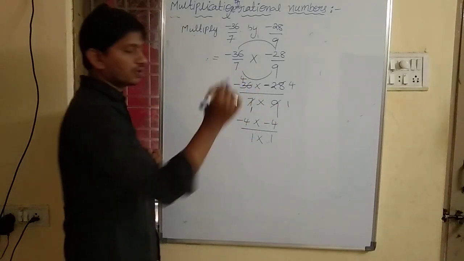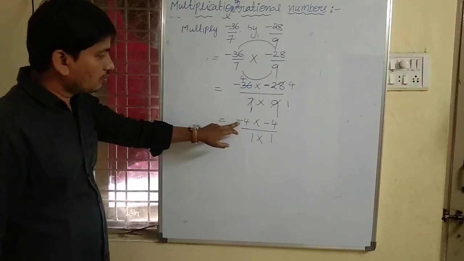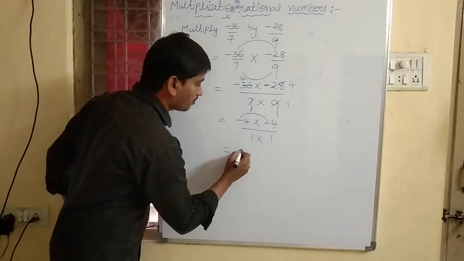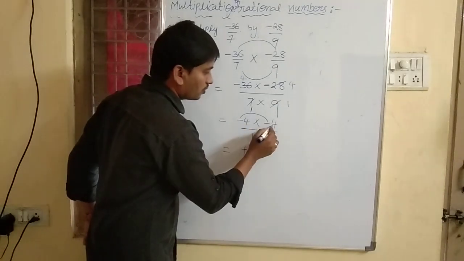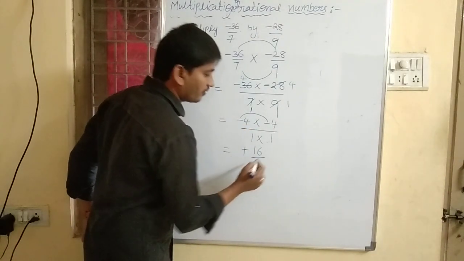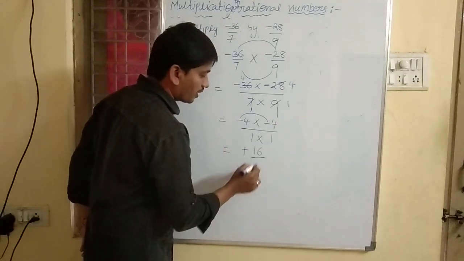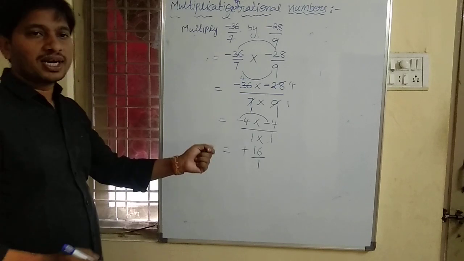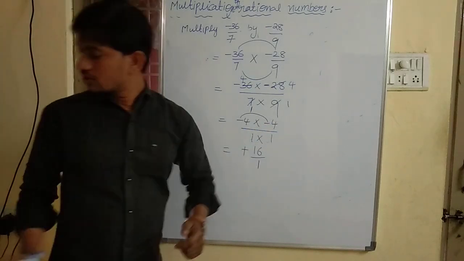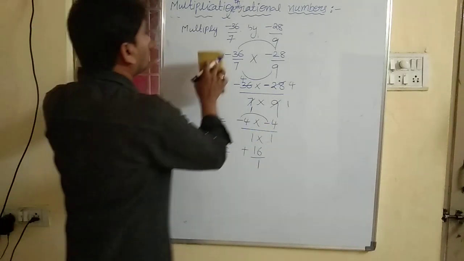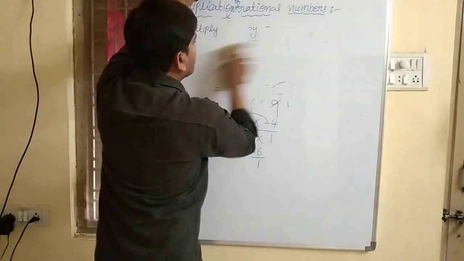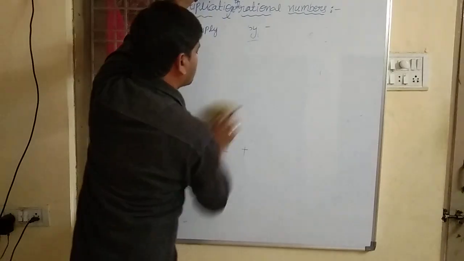As we know, minus into minus is plus, 4 4s are 16, divided by 1 into 1, that is equal to 16. In this way we can multiply rational numbers. Okay. Also we will discuss now division of rational numbers.